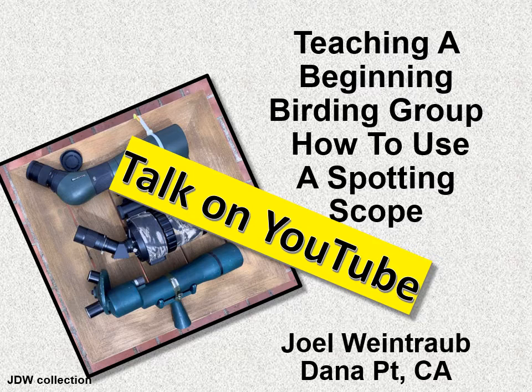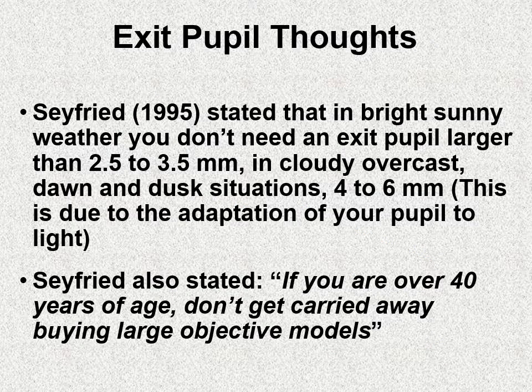Now, as I said about spotting scopes, I do have a talk on spotting scopes on YouTube. You might want to take a look at that. So let me give some exit pupil thoughts. This author states that in bright sunny weather, you don't need an exit pupil of a binocular larger than 2.5 to 3.5 millimeters, but in cloudy, overcast, dawn, and dusk situations, when the pupil of your own eye increases, you want an exit pupil of 4 to 6 millimeters. But he also states that if you're over 40, remember, as you get older, the pupil size of your eye gets smaller, so you don't need a large objective.